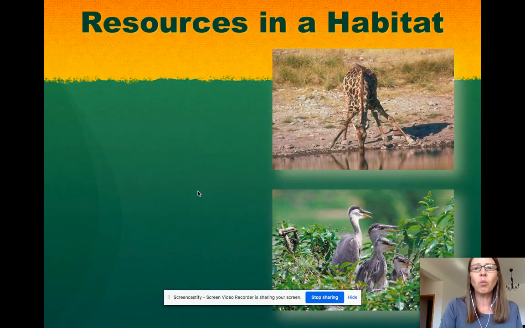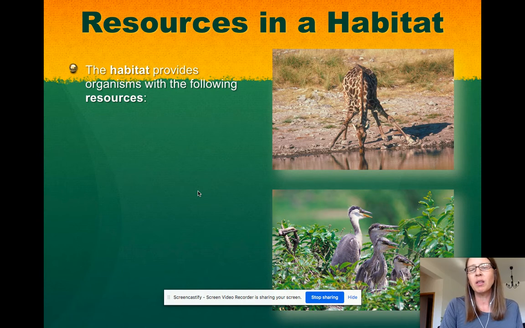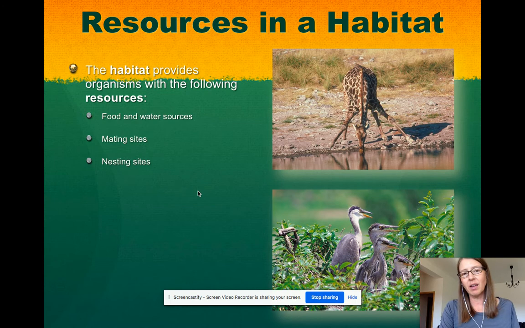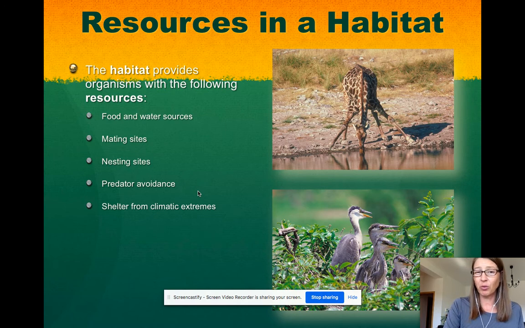Okay, so what do species get out of their habitat? Well, there's a lot of things. This list is kind of general to plants and animals: food and water sources. But if you're an animal, you're going to find your mating sites and nesting sites, and predator avoidance places. You need to be able to avoid predators in your habitat. You need some sort of shelter from climatic extremes. If you're a plant, you probably need certain nutrients that you're getting out of the soil.